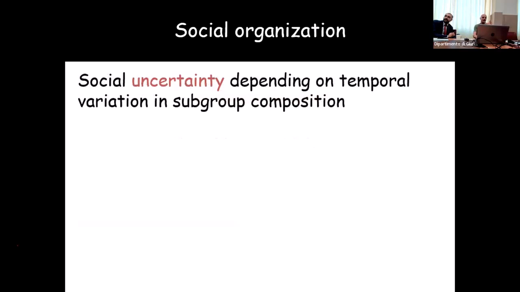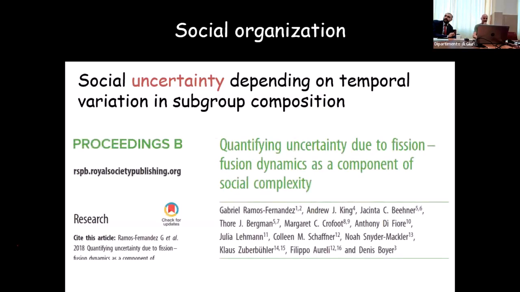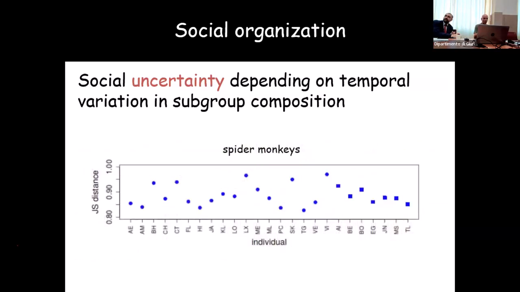Basically, social uncertainty depends on the temporal variation in subgroup composition. And this is something that we also addressed with some colleagues. I'm going to show you briefly some empirical data. These are data on a group of spider monkeys. On the x-axis are all the individuals in the group, the adults and some important individuals, and the y-axis is a measure of uncertainty, where lower values mean higher uncertainty. On the bottom, these four individuals are the ones with higher uncertainty, and as you can see, there's quite a big spread of uncertainty.